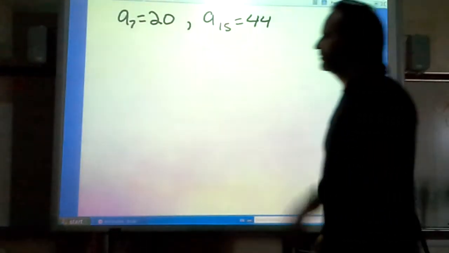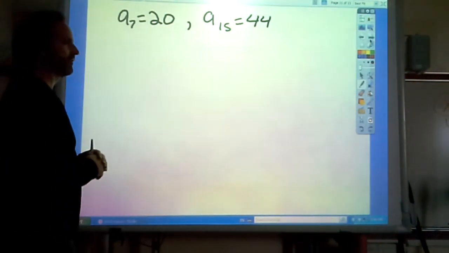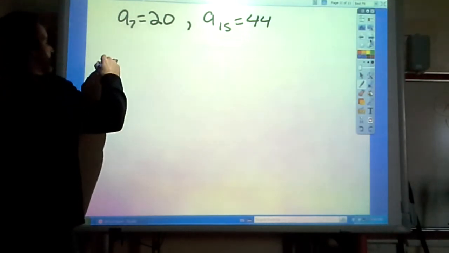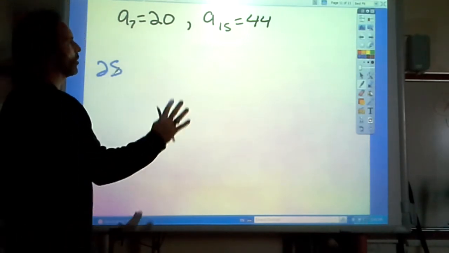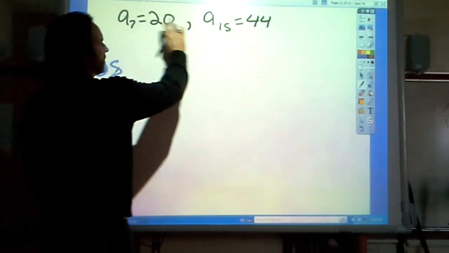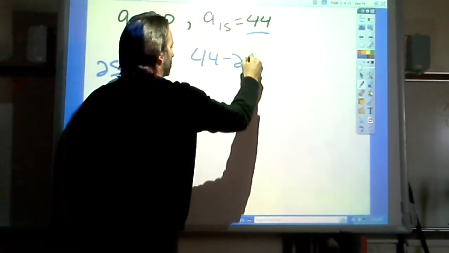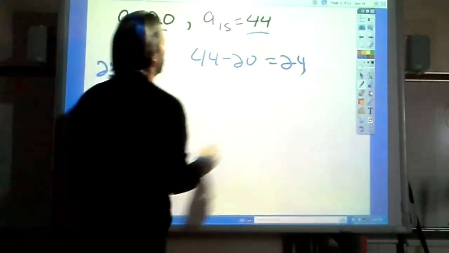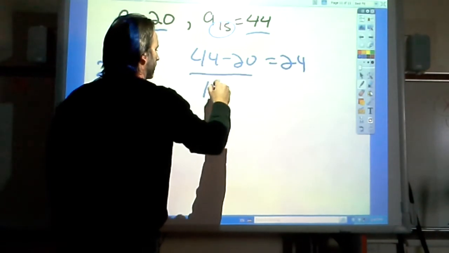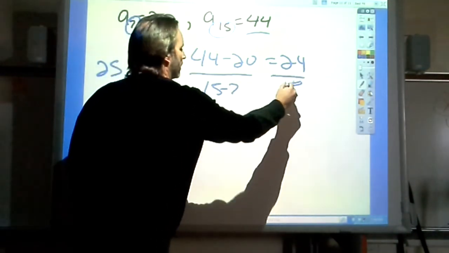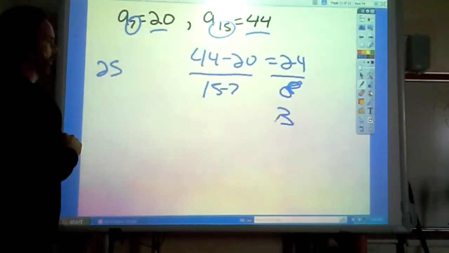One thing you can do is, here's the 7th term and the 15th term, and if I want to figure out maybe the 25th term, I need to get a formula, but I need to find that first term. And one way really quick is, notice the difference between the 7th and the 15th term. That's 44 minus 20, which is 24. And notice the difference between terms 7 and 15. 15 minus 7 is 8. 24 over 8 is 3. There's my common difference. Okay?